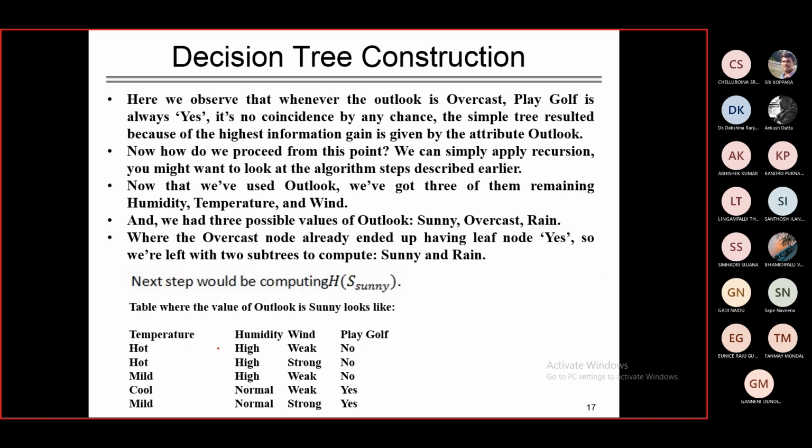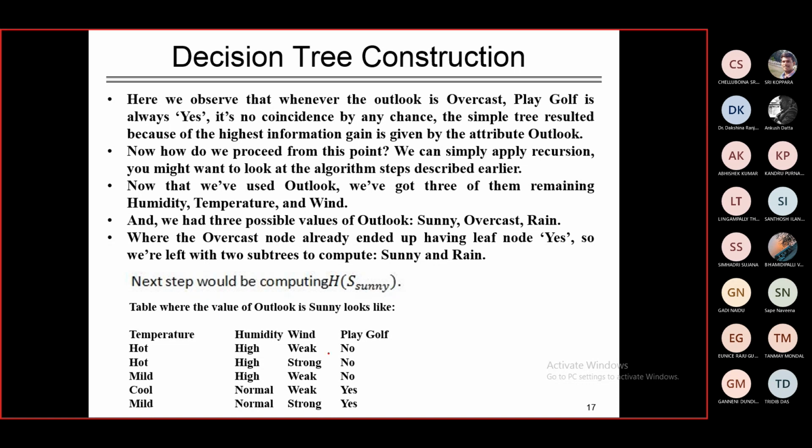Now here we can observe that whenever the outlook is overcast, we will play golf. So that means play golf is found to be yes, and it is not a coincidence by any chance. The simple tree resulted because the highest information gain is given by the attribute outlook. Now, if we want to proceed, we can simply apply the recursion.